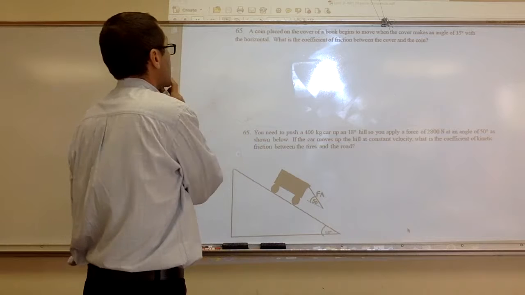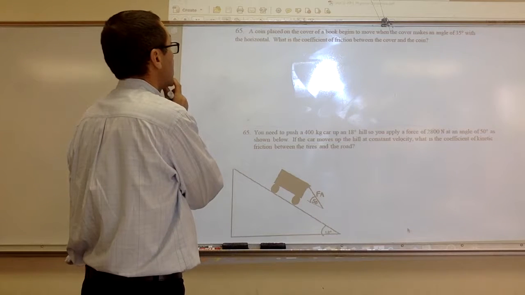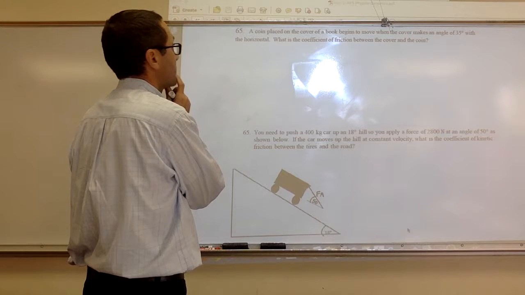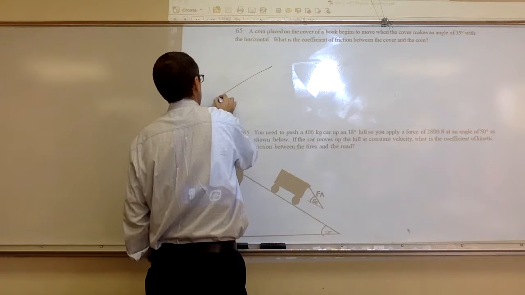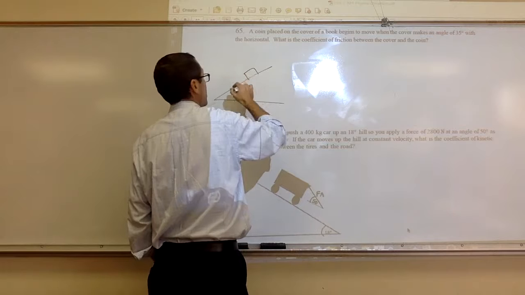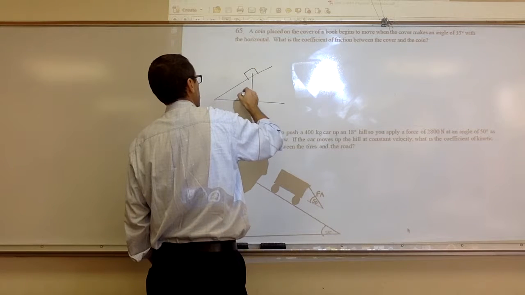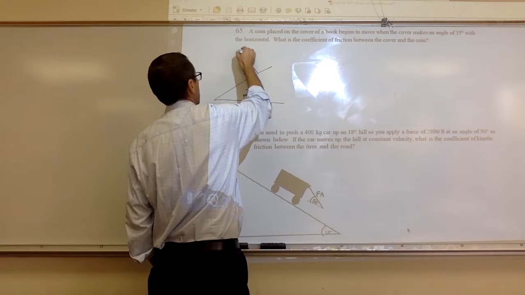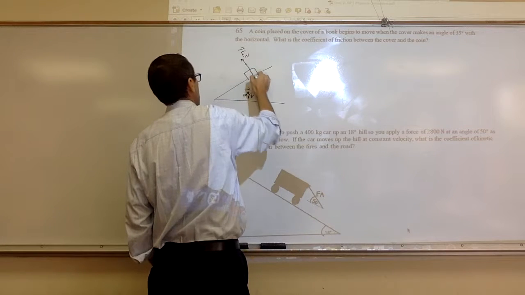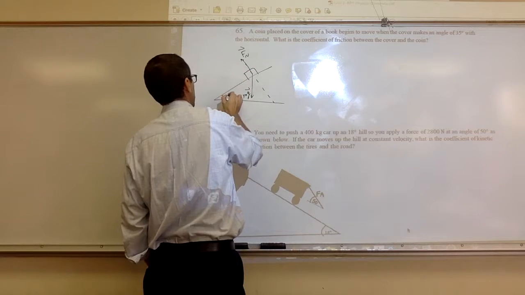A coin is placed on the cover of a book. The book begins to move when the cover makes an angle of 35 degrees with the horizontal. So I think I did this in the first video. So you have your mg. The mass is not given, so hopefully it will cancel out somewhere. This is 35 degrees.